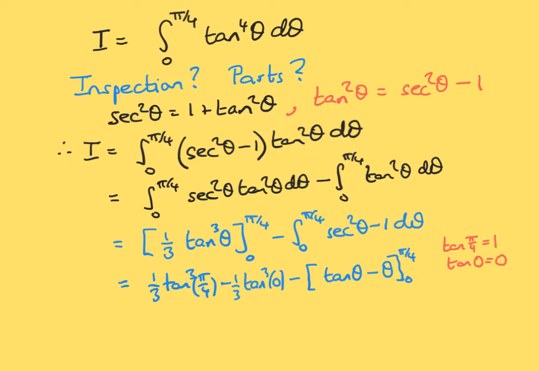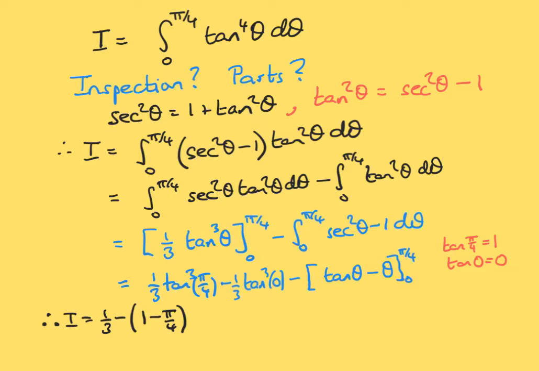So what we're going to obtain is that our integral is equal to 1/3 times 1 cubed minus 0, minus, and now I'm going to evaluate this at the upper limit, and because there's a minus sign outside, I'm going to open big brackets. So that is minus, open brackets, and then the tangent of pi over 4 is 1, minus pi over 4, and there is no contribution from the lower limit because this all vanishes when theta is equal to 0.